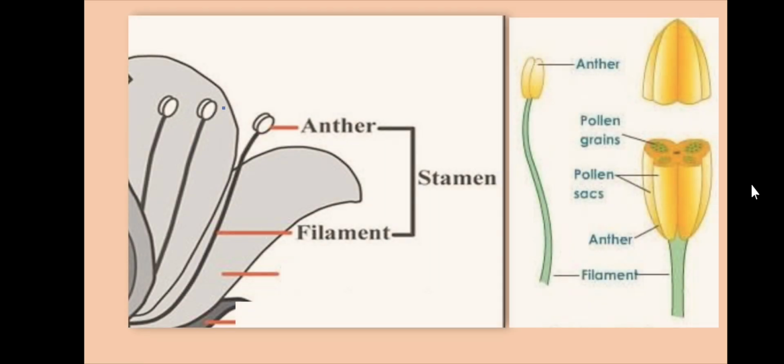Androecium or stamen is mainly made up of two parts, that is anther and filament. The stamen is mainly made up of two parts, anther and elongated filament. The transverse section of the anther shows pollen grains which are found in pollen sacs. This is all about androecium.